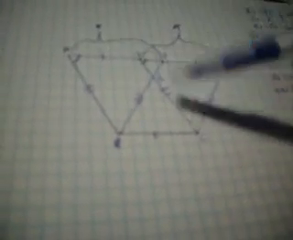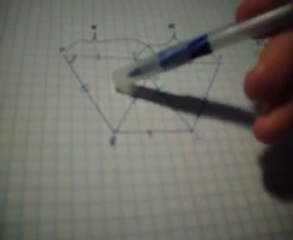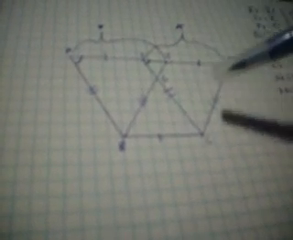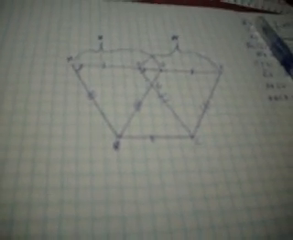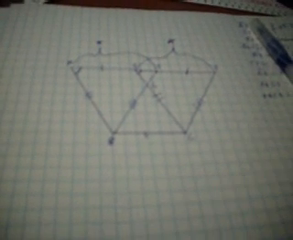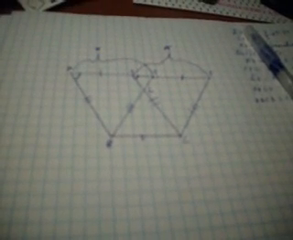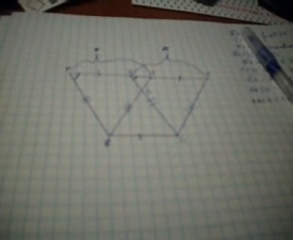parallelogram ADCB is equal in size to BEFC. And that's what Euclid was trying to prove in the first place. That's a long way to go about it, but now you know.